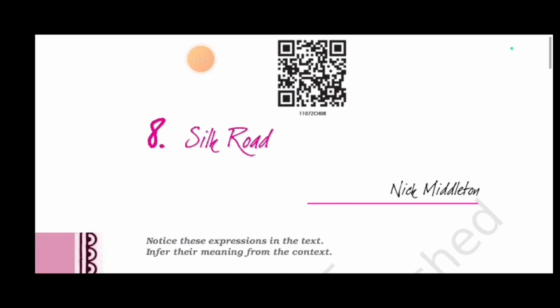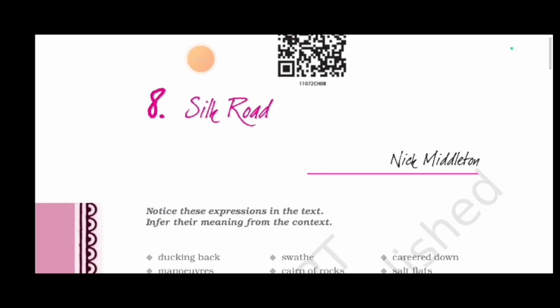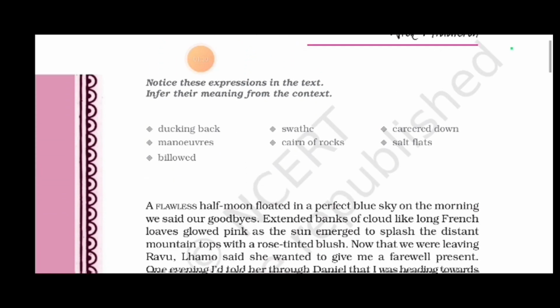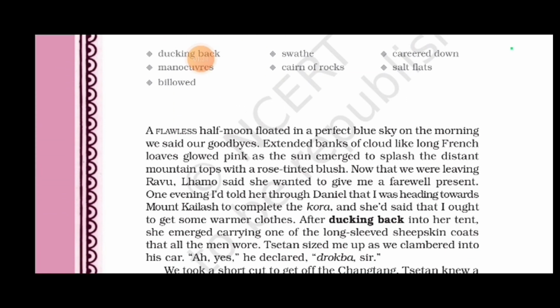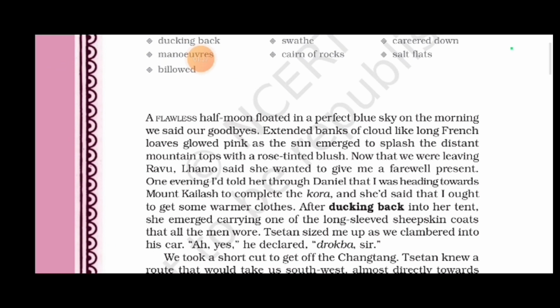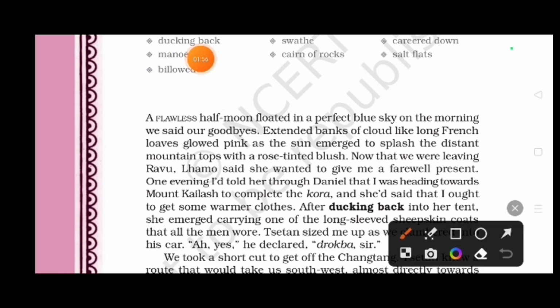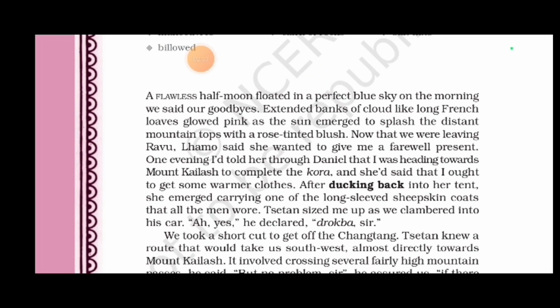Now, let us move on to the chapter Silk Road by Nick Middleton. A flawless half moon floated in a perfect blue sky. On the morning, we said our goodbyes. Now, the writer is saying flawless, which means without defect, perfect. Half moon floated. We have crescent moon, gibbous moon, and there is half moon. That means there was a half moon floating in the perfect blue sky on the morning when they all said goodbye.